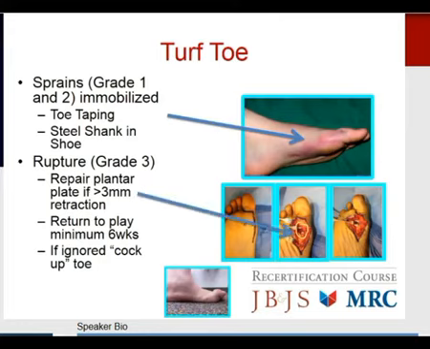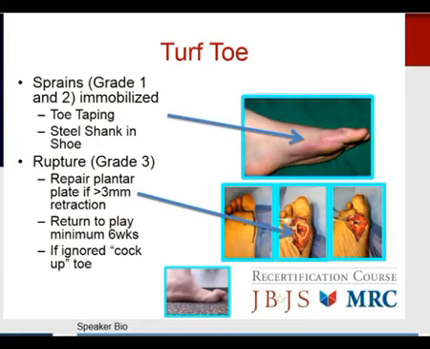In that patient population, we see at least 3 millimeters of proximal retraction of the sesamoid. We might take the toe under fluoroscopic imaging and see the sesamoids aren't moving as we move the toe up and down. And in that patient population, they warrant a repair of that plantar plate.